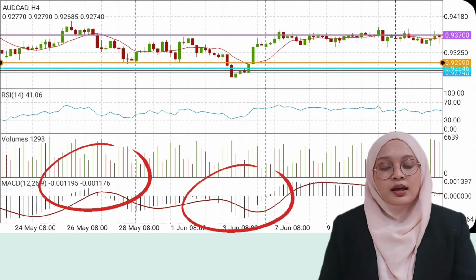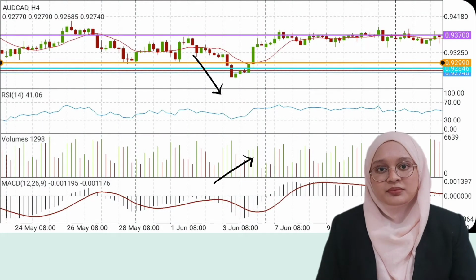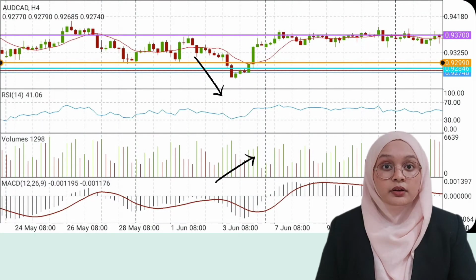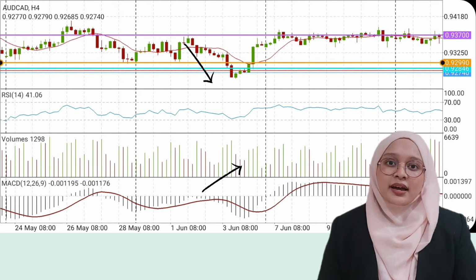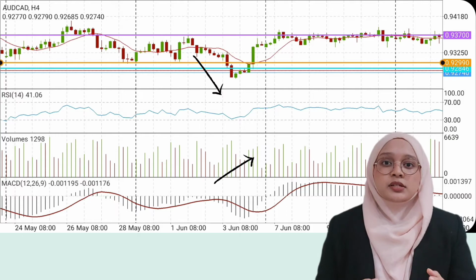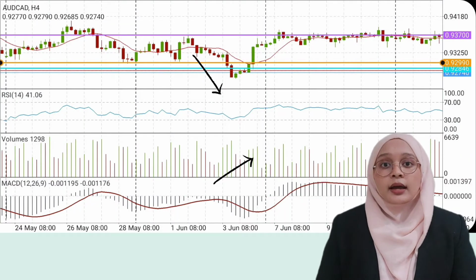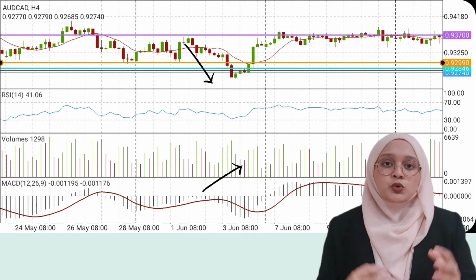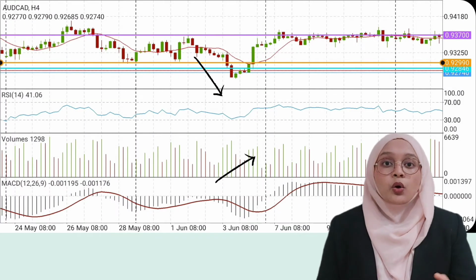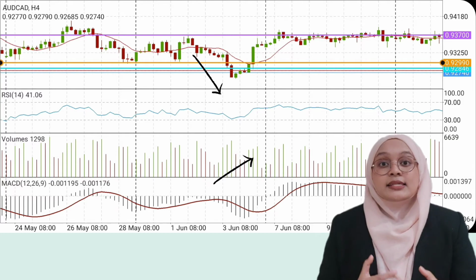Lastly, the volume. For Australian dollar versus the Canadian dollar on the 3rd June 2021, the price started to pick up on the downside. The activity shows a noticeable increase as the price started to decline and sell off, and the volume started to pick up. This shows a bearish trend. The new low on light volume is less significant.